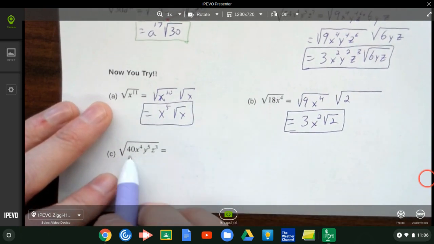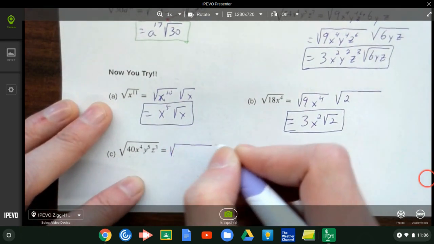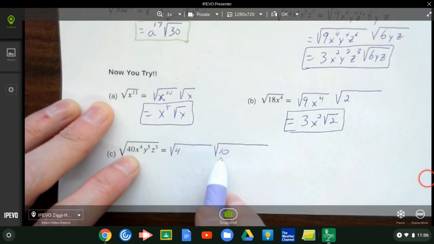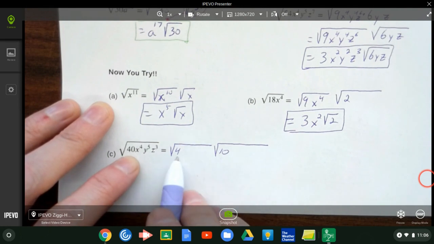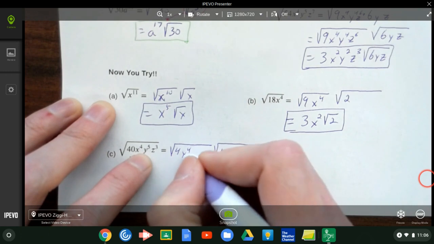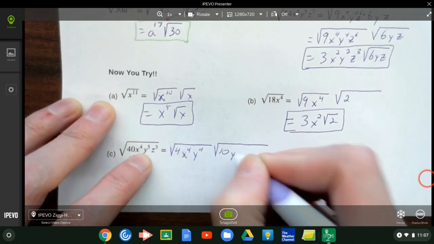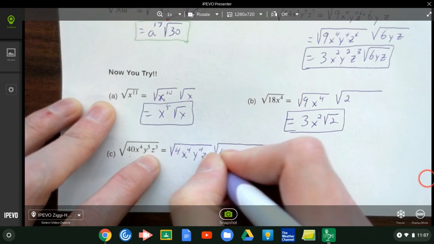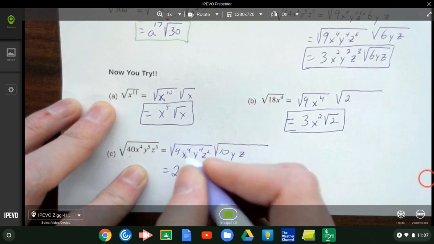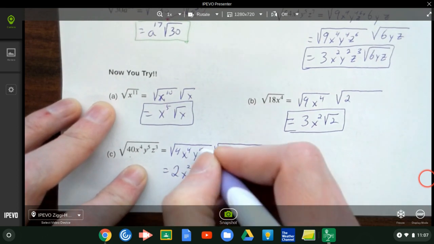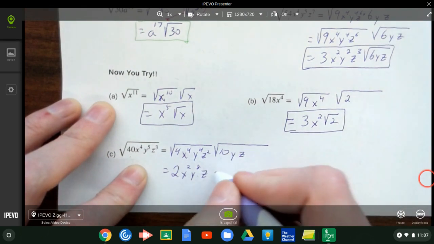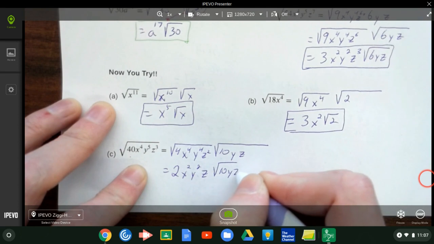And my last one, 40. So let's see. 40 will be 4 and 10. 10 won't break down anymore, so it's a good number to use. 4 is a perfect square. X to the fourth, that's an even exponent. Y to the fifth, so y to the fourth, and another y. Z to the third, so z squared, and another z. Square root of 4 is 2. Half of 4 is 2. Half of 4 is 2. Half of 2 is 1. 2x squared y squared z square root of 10yz.